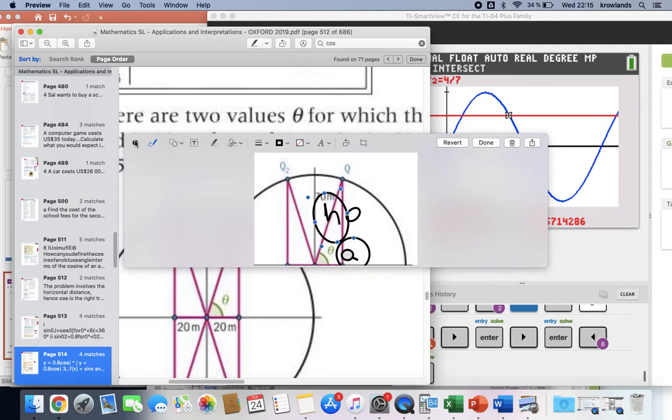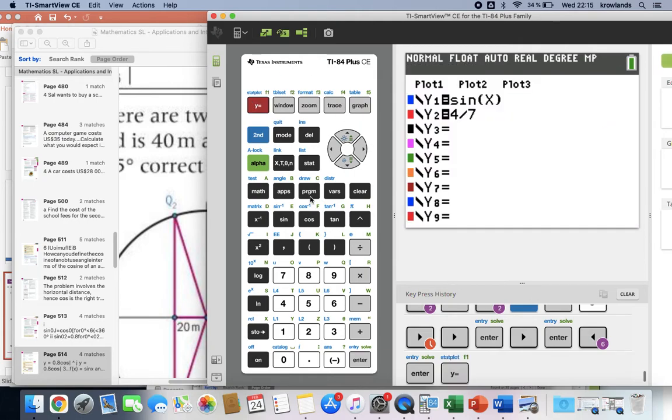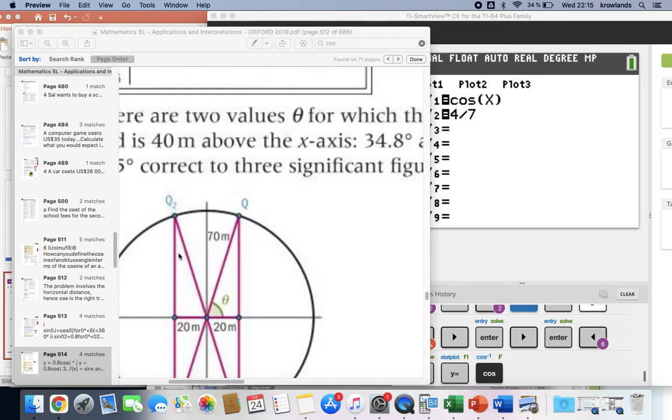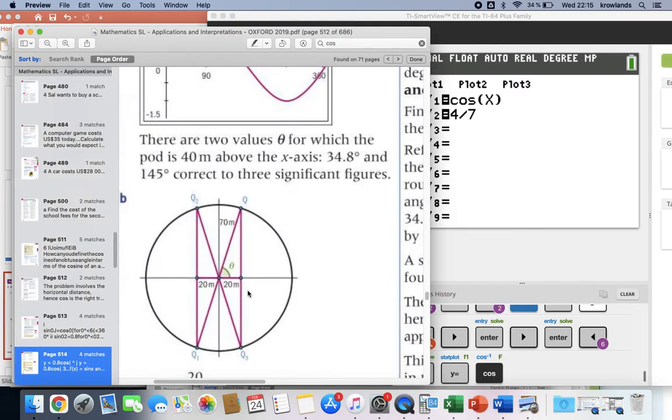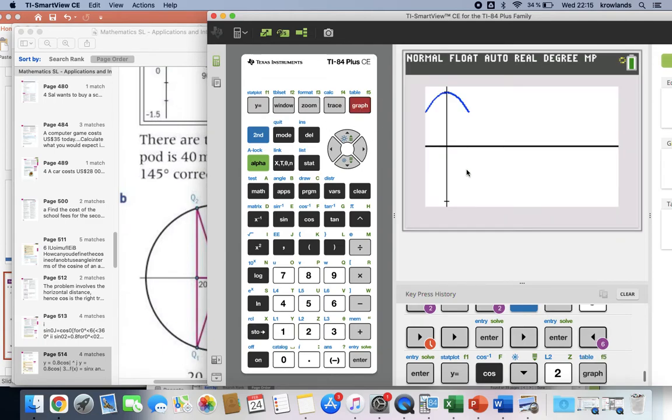So instead of doing sine, we are going to change our graph to cos. So we just need to write cos here instead of sine. And it's asking us for a relationship where we've got adjacent over hypotenuse 20 over 70. You could write 20 over 70, or you could just simplify it. 2 divided by 7. We're going to graph it. This time we have got the answer here.